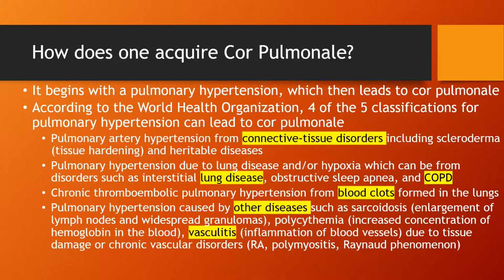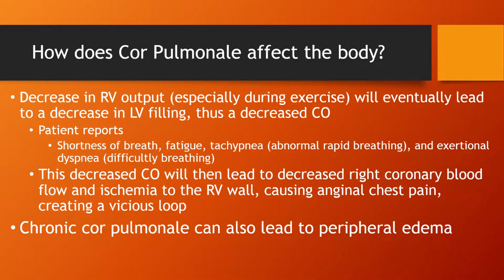And then third would be blood clots forming in the lungs leading to pulmonary hypertension, and then other diseases such as sarcoidosis, which is the enlargement of lymph nodes, or vasculitis, which is inflammation of the blood vessels due to tissue damage or chronic vascular disorders such as rheumatoid arthritis. Pulmonary vascular diseases and respiratory diseases such as emphysema and chronic bronchitis cause more than 50% of cor pulmonale cases in the United States. So how does cor pulmonale affect the body?